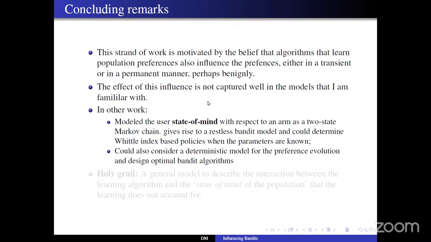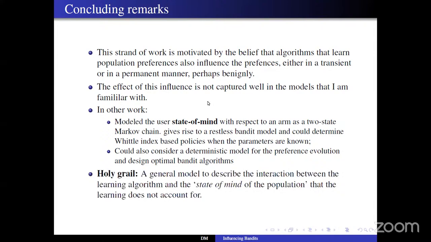I can also consider a deterministic model. The state of mind could evolve according to a deterministic process, some kind of a graph, or some kind of a cycle. You can come up with some description like that, and again you can come up with policies for such systems, where the state of mind of the user with respect to a particular item that is being recommended is changing with time, or depends on the history basically.